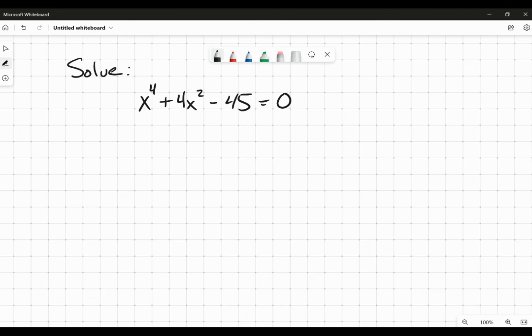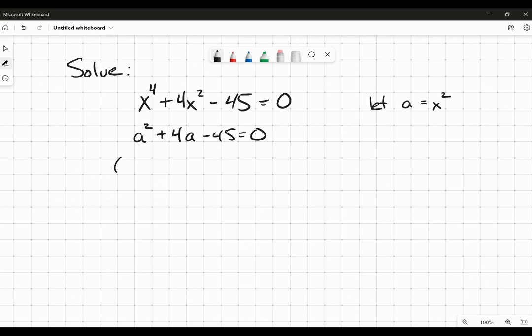There is a sense in which this is like a quadratic, and let me show you what I mean by that. If we pick a variable a, and let a be x squared, then x to the fourth is like a squared. And then we've got 4 times a minus 45. So by just a little substitution, I can take this degree 4 equation and reduce it down to a quadratic.